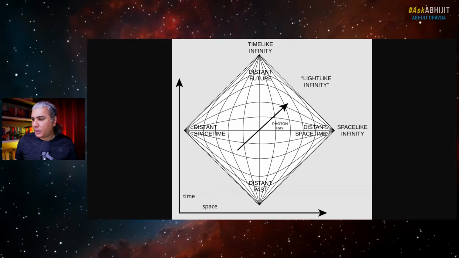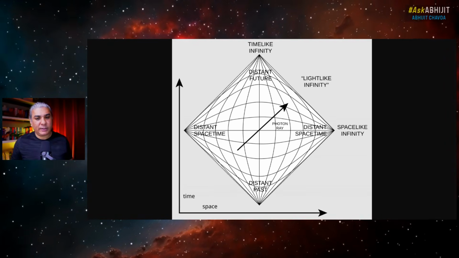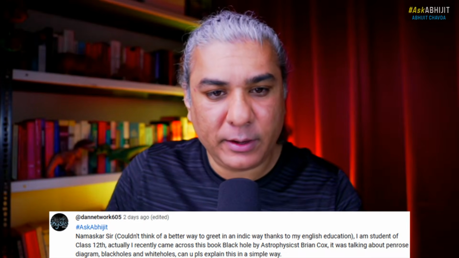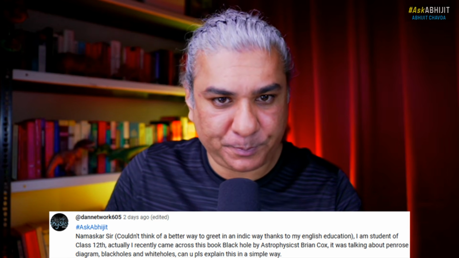So it's like taking a picture of the night sky with a camera that can see everything at the same time, even the parts of the universe that are really almost infinitely far away. So that's what a Penrose diagram is. Now talking about black holes.